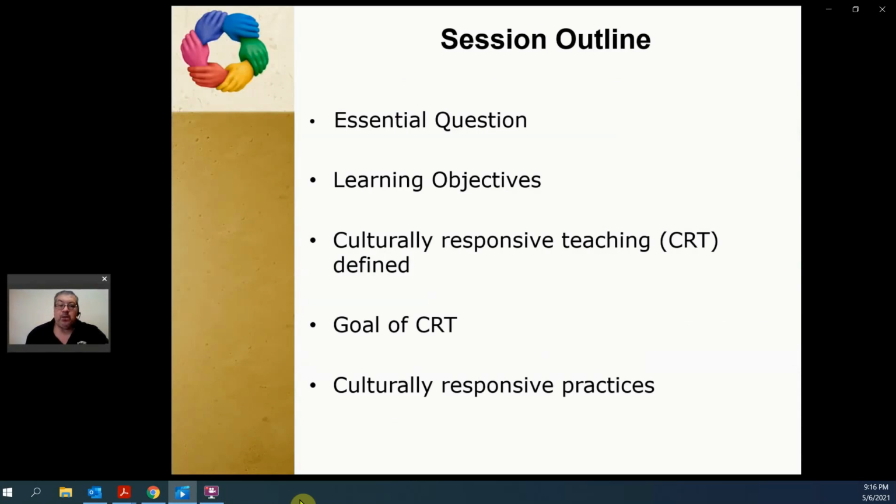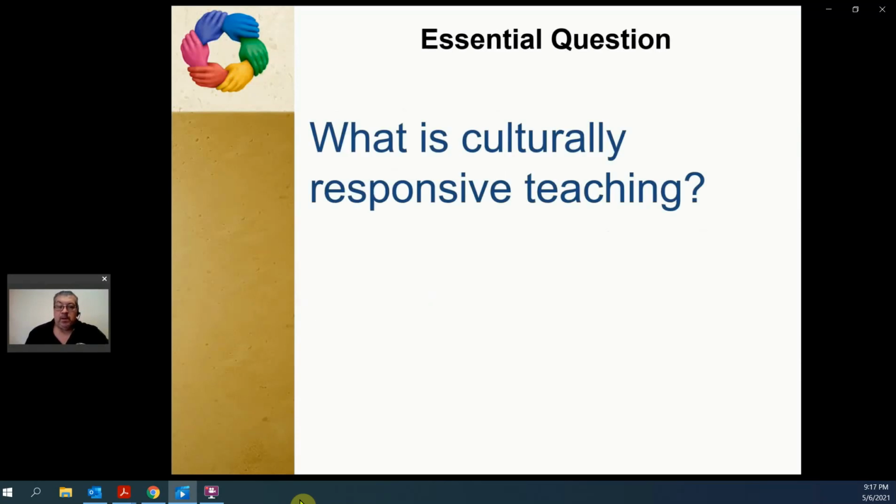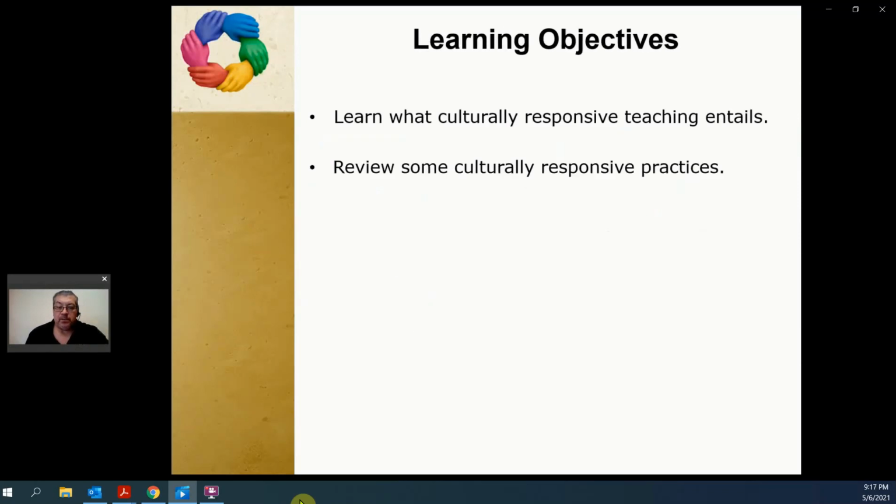Session outline. Since we are teachers, I developed an essential question. Then I have a couple of learning objectives. I would also like to define CRT, and then the goal of CRT, and then some culturally responsive practices. Our essential question: what is culturally responsive teaching? Our learning objectives: learn what culturally responsive teaching entails and review some culturally responsive practices.